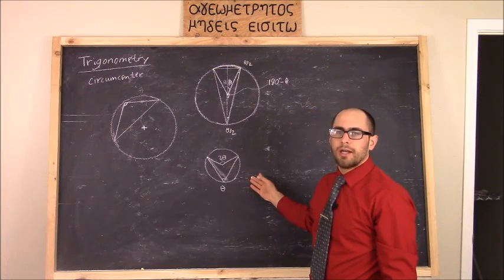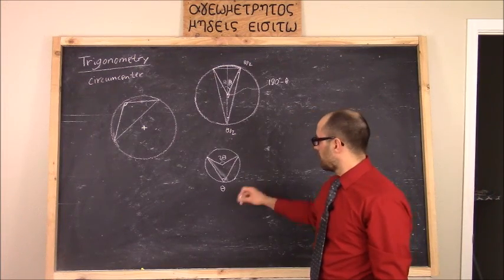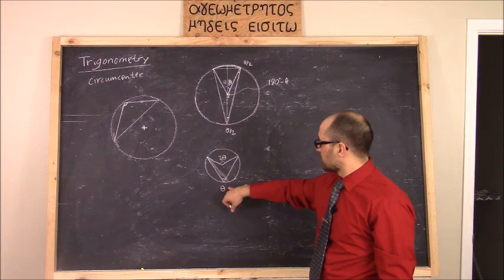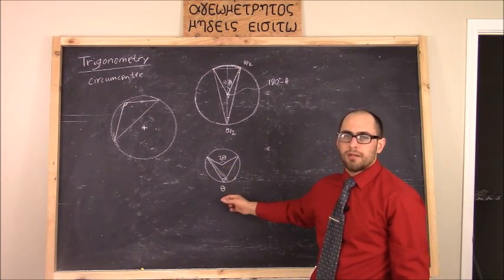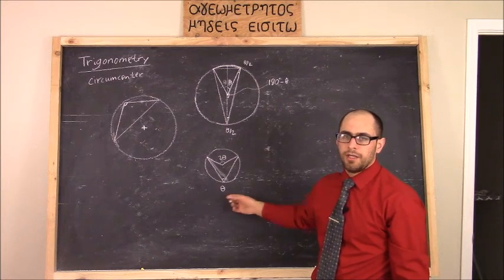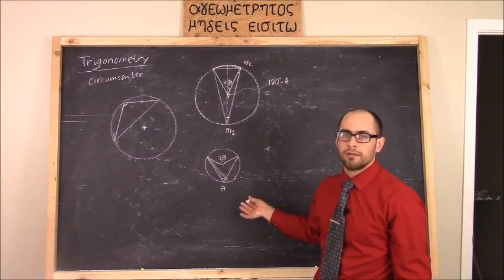theta. So to summarize our reasoning, I've stated here if the inscribed angle is equal to theta, the central angle is equal to 2 theta. Now because theta was arbitrary, this applies to any inscribed angle and central angle in a circle.